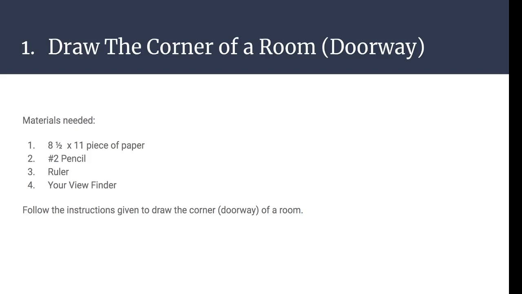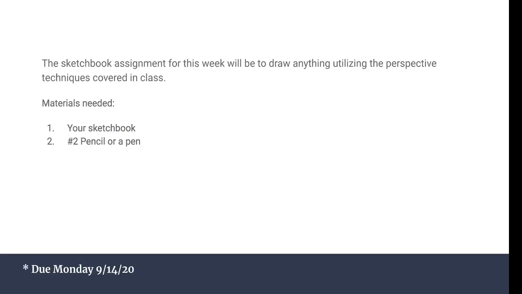Okay, so here are the materials for the main assignment for this week. Just an 8.5 by 11 piece of paper, a number 2 pencil, a ruler, if you need to use one, and your viewfinder. You will use your pencil to, again, find that basic unit of measurement. For the sketchbook again this week, please draw something of your choosing, but utilize the perspective techniques that we've covered in class.